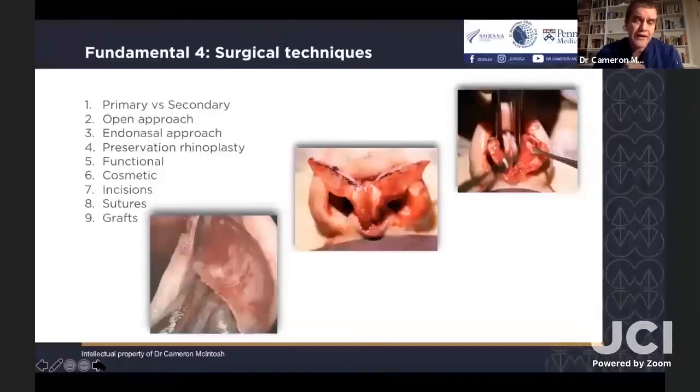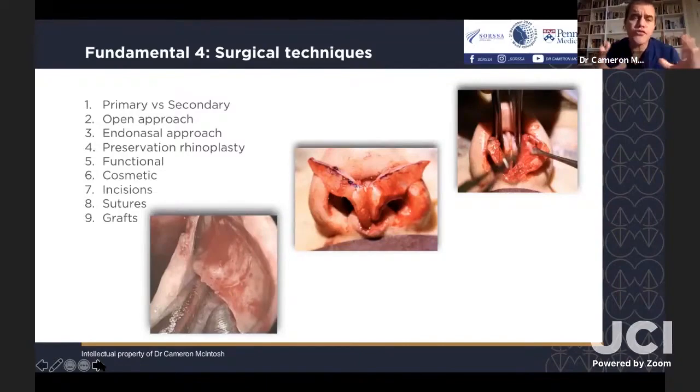Now the 4th fundamental is the different types of surgical techniques. Now, understand all of this is book knowledge at the moment. We're not even coming close to touching a patient yet. So you need to understand what is the difference between a primary and a secondary rhinoplasty. Next Sunday night, Peter Scott's going to be taking you through the basic steps of a rhinoplasty surgically. What is the difference between an open approach rhinoplasty and an endonasal approach? Ali Reza is giving us a talk on the endonasal rhinoplasty approach at the end of September.